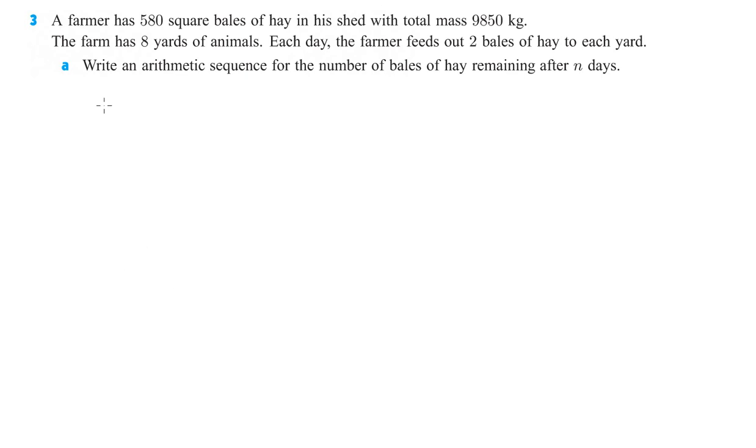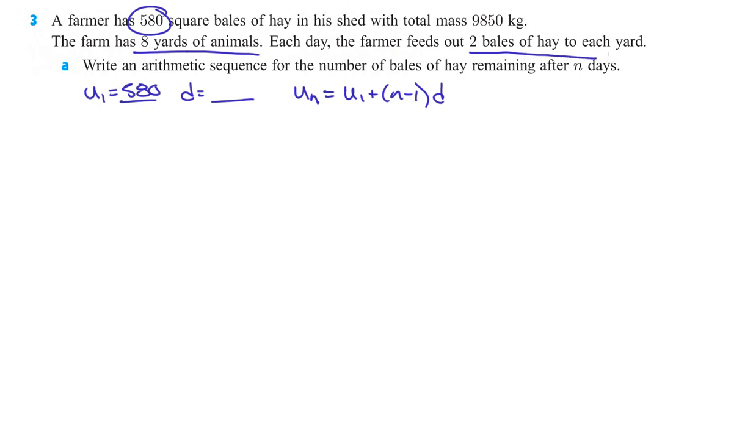Okay. So we've got to figure out our u sub 1, and we've got to find out our d. Those are the two important things to figure out our general term sequence. u sub n equals u1 plus n minus 1 times d, right? So first, our starting amount of bales of hay is 580. Now we've got to figure out what the difference is. So it's got 8 yards of animals. Each day the farmer feeds out 2 bales of hay to each yard.